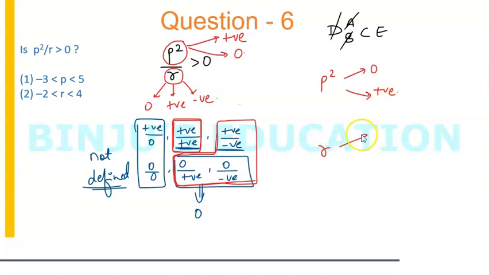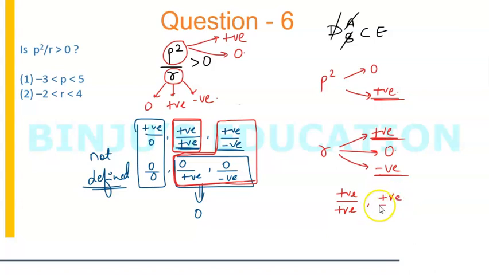Similarly, r can be positive, r can be negative, and r can be 0 also. Even if I don't take the 0 part for r into consideration, let's suppose I only take the positive and the negative part, and I'll only take the positive part for p square. I'm not even taking the 0 for p square. So I can have both the possibilities. I can have positive by positive, and I can also have positive by negative. So positive by positive will be greater than 0, but positive by negative will be less than 0.